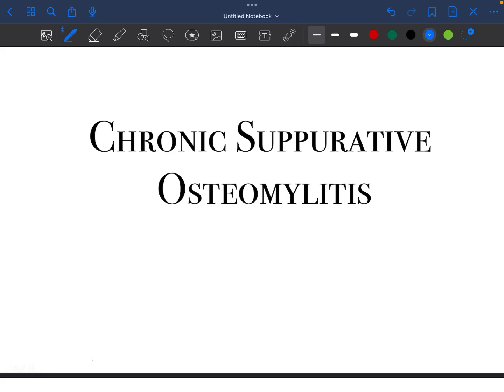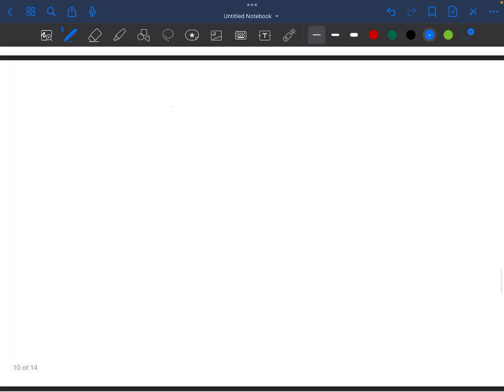So chronic suppurative osteomyelitis could originate as a separate, new lesion, or it could also be a progression of an acute lesion into a chronic lesion, right? An acute lesion, if it has persisted for less than 1 month maximum, or say 4 weeks, is considered an acute lesion, and if it persists more than that, it's a chronic lesion.